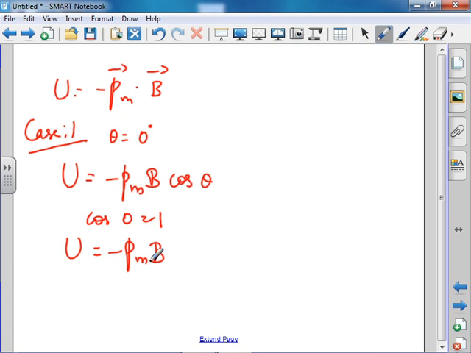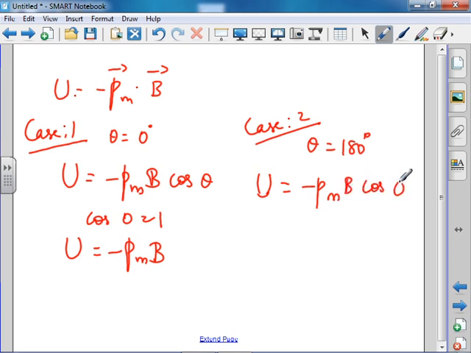Next, case 2: if theta is equal to 180 degree, then what is the value of U? U is equal to minus pmb into cos theta. This is the general equation. Minus pmb cos 180 degree. Cos 180 is minus 1. So I will get plus pmb.